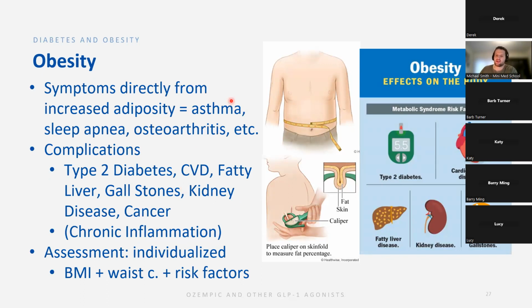So when it comes to obesity, you can get symptoms directly from the adiposity and increased weight, and that includes things like asthma, obstructive sleep apnea, osteoarthritis, or chronic pain in your back and your legs. And then directly from the increased adiposity, obesity increases the risk of serious chronic illnesses such as heart disease, cancer, stroke, diabetes, non-alcoholic fatty liver disease, among others. And that's more related to the effects that increased adipose or fat tissue in your body has on creating this chronic inflammatory state in your body that you're constantly having to fight against.